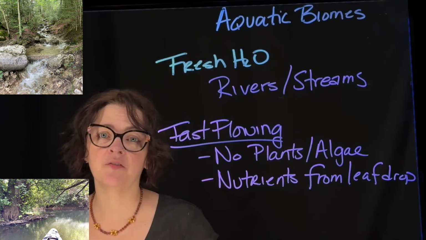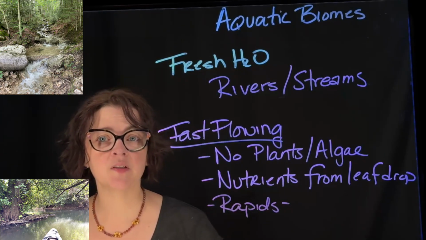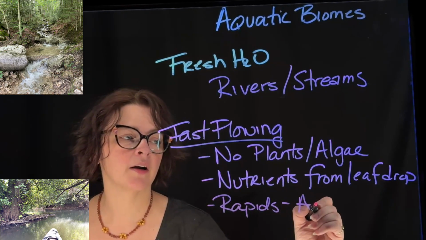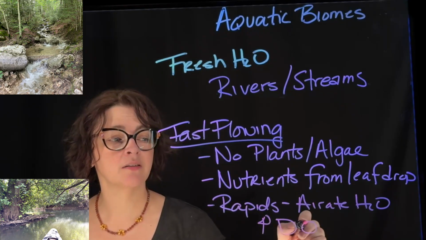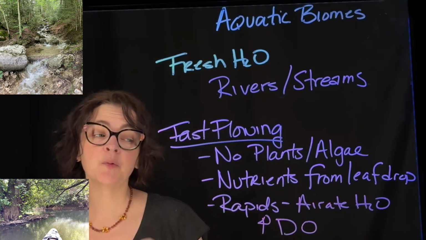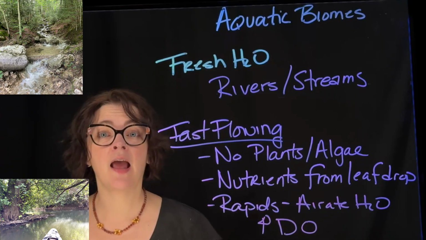In many areas of our fast-flowing rivers and streams, we might have areas of rapids. In the areas of rapids, we're going to have aeration of the water. With the aeration of the water, you're going to have an increase in dissolved oxygen. So the amount of oxygen that's dissolved within the water in this area is going to be higher. This will then support trout and salmon.